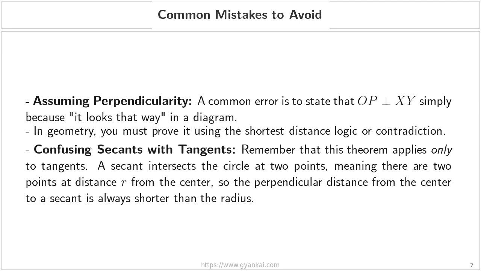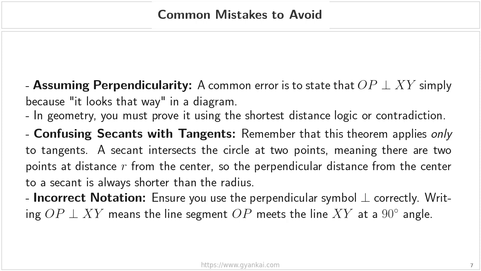Second, make sure you aren't confusing secants with tangents. It is vital to remember that this theorem applies only to tangents. A secant line intersects the circle at 2 points, rather than just one. Because a secant has 2 points on the circle, there are 2 points at a distance equal to the radius from the center. This means the perpendicular distance from the center to a secant will actually be shorter than the radius. So, always verify that your line touches the circle at exactly 1 point before applying this theorem.